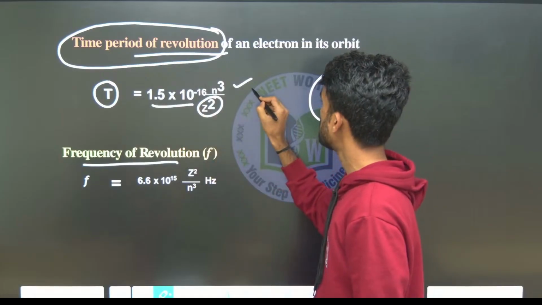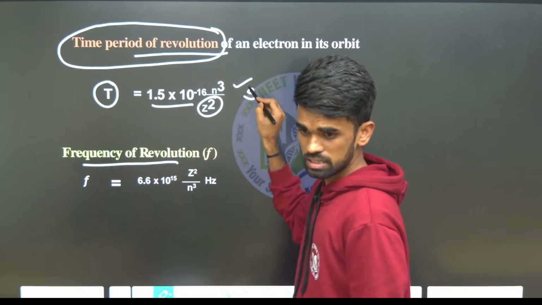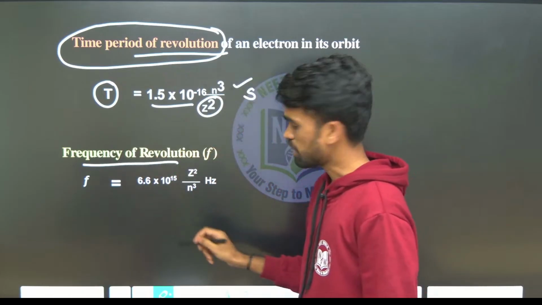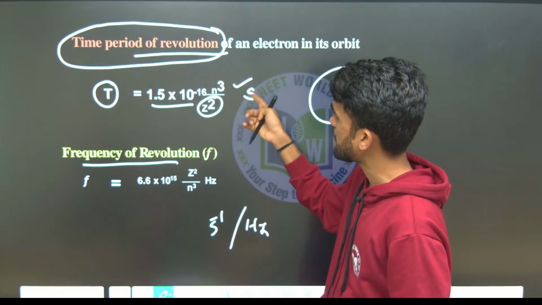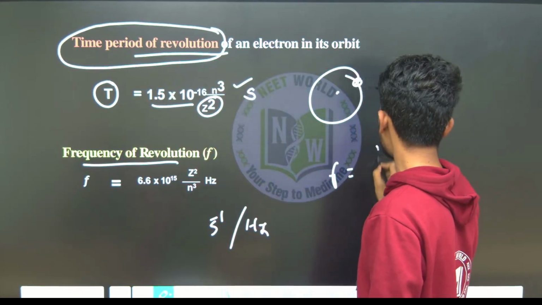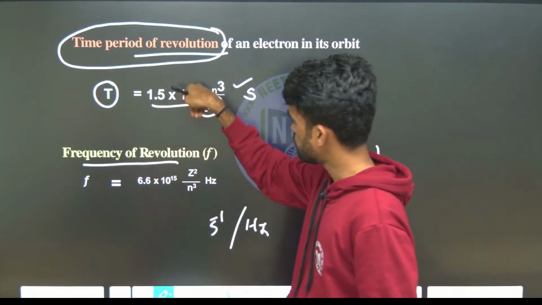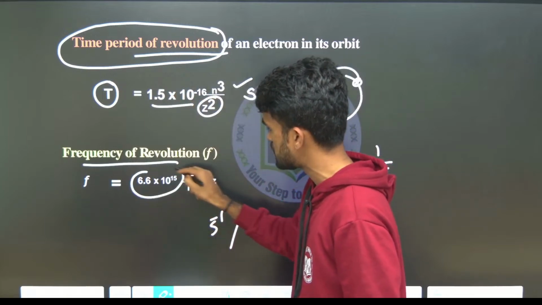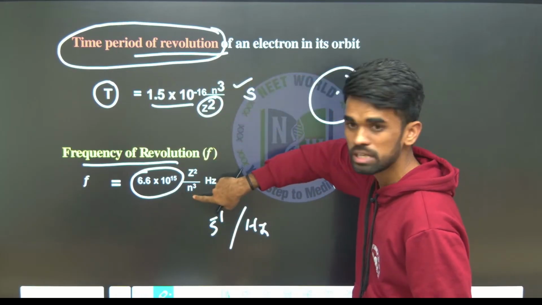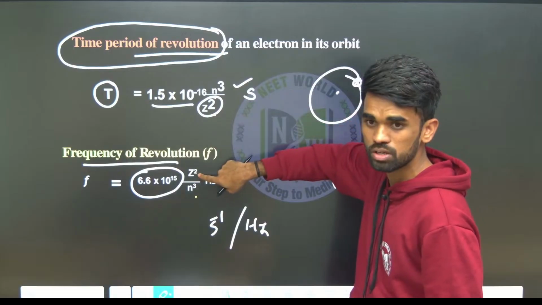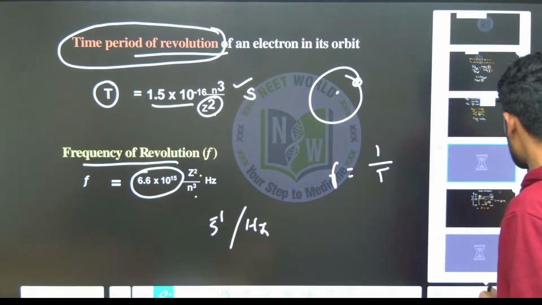Time will be in seconds. Now what is the unit of frequency? We have second inverse or hertz. So frequency is nothing but 1 by time period. So the inverse of this will be the frequency. If you take the inverse, you are going to get 6.6 into 10 power 15, with n cube in the denominator and z square in the numerator, just the reciprocal of this. Remember these two formulas.